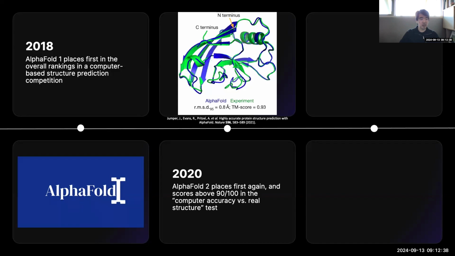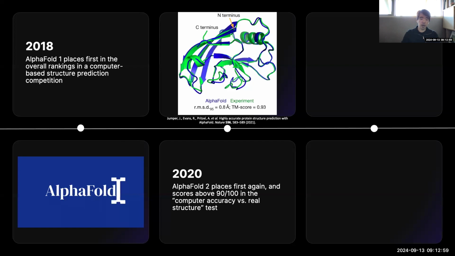So here's an example of it here in the middle. This was from 2020 when they refined AlphaFold and released AlphaFold 2. Again, in the same competition, AlphaFold 2 places first again. And this time it scores above 90 over 100 in what they call a computer accuracy versus real structure test.